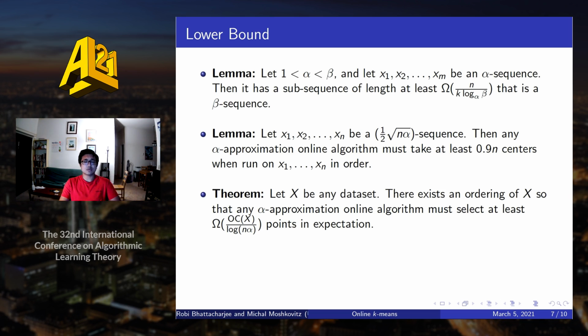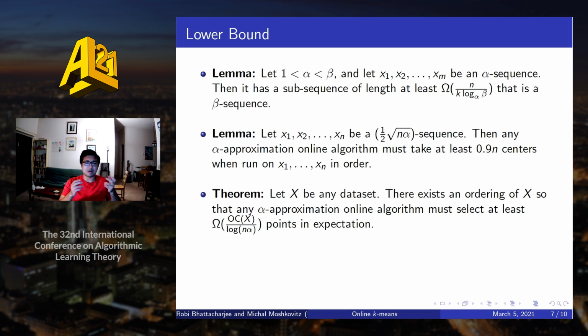So, of course, the question now is: is our lower bound tight? We know that for any data set x, we have to take at least OC of x points, but can we take not too much more than OC of x points? That's the question.